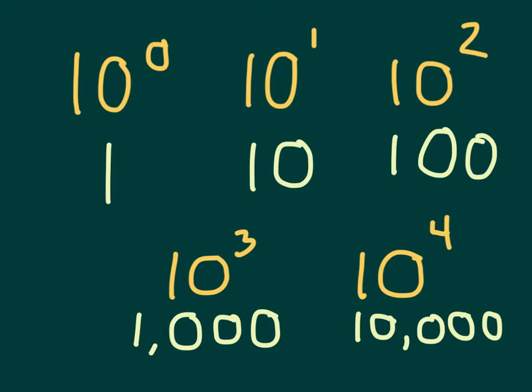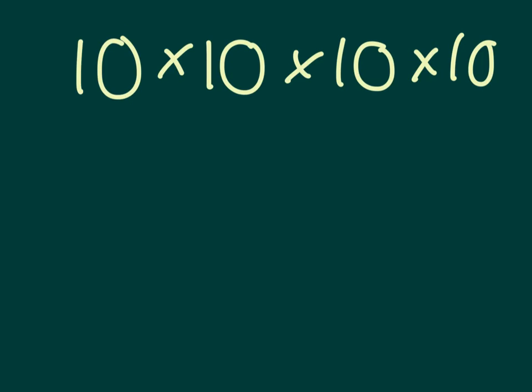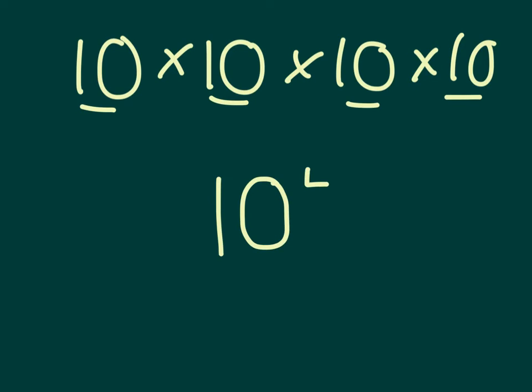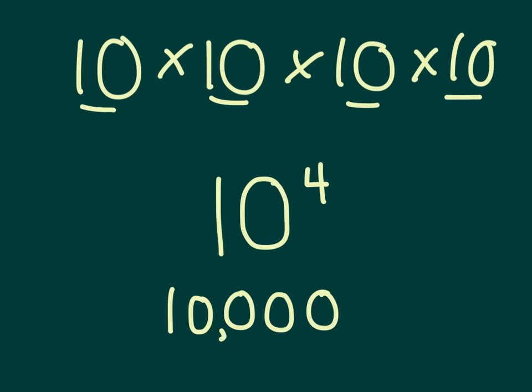Let me show you another part of this. You may see a problem like this, 10 times 10 times 10 times 10, and it may say put it in exponent form. So let's put this with an exponent. So how many 10s are there? So you would do 10 to the fourth power, and that answer would be 1 with 4 zeros, 10,000.